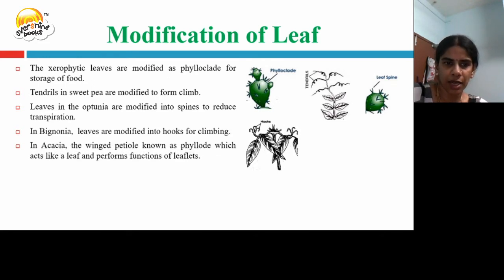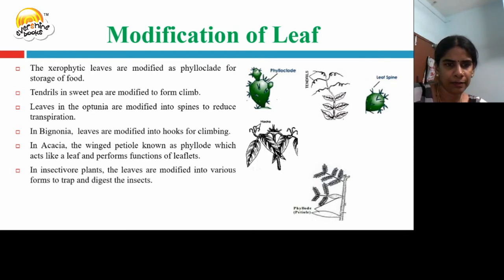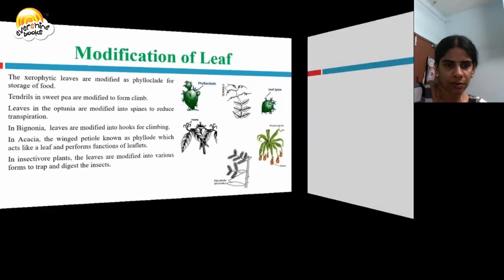In Acacia, the winged petiole, known as phyllode, acts like a leaf and performs the functions of leaflets. In insectivorous plants, the leaves are modified into various forms to trap and digest insects.